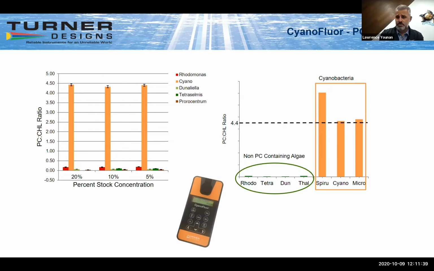And you can see from the graph on the right here, the PC to chlorophyll ratios for cyanobacteria, which are PC-containing algae, and non-PC-containing algae, the Rhodomonas and the Tetraselmis and Dunaliella. And so these groups that don't contain PC will give you a really, really low, near 0 ratio. But the ones that do, you can see the ratio is clearly distinguishable, and anything actually higher than 1 would indicate that a cyanobacteria-dominant system exists in that water sample that you've sampled.